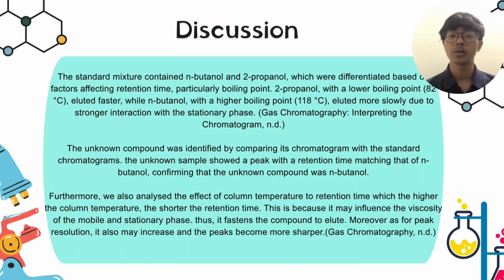Furthermore, we also analyzed the effect of column temperature on retention time, where the higher the column temperature, the shorter the retention time. This is because it may influence the viscosity of the mobile and stationary phase. Thus, it makes the compound elute faster. Moreover, as for peak resolution, it may also increase, with the peaks becoming sharper.